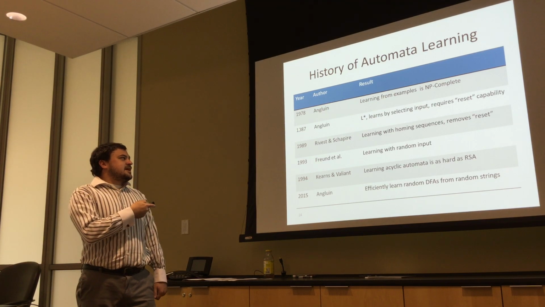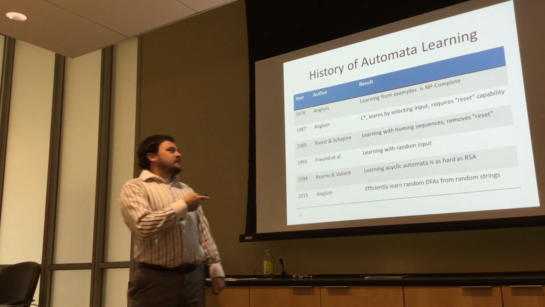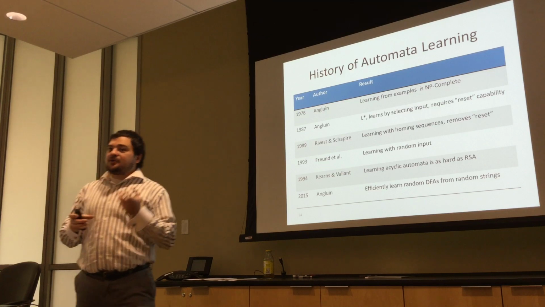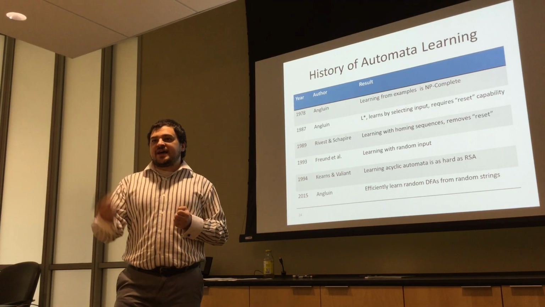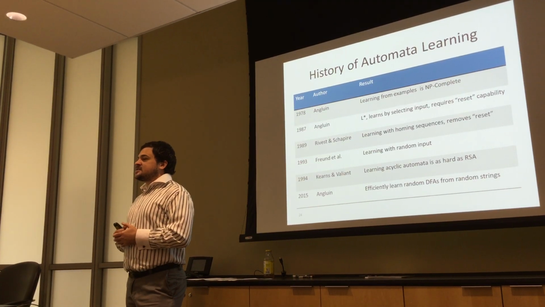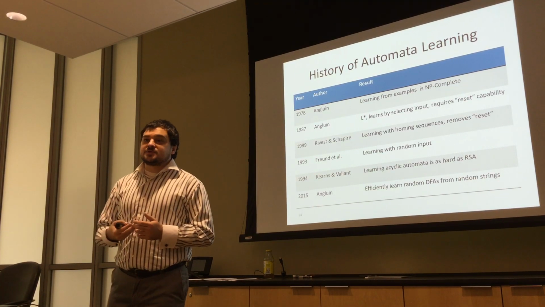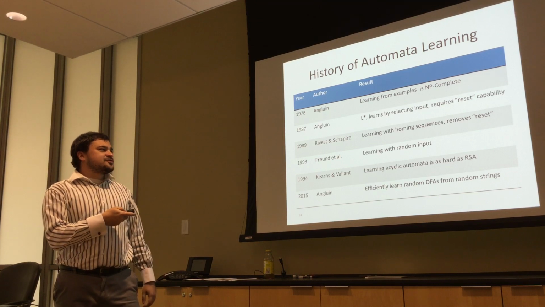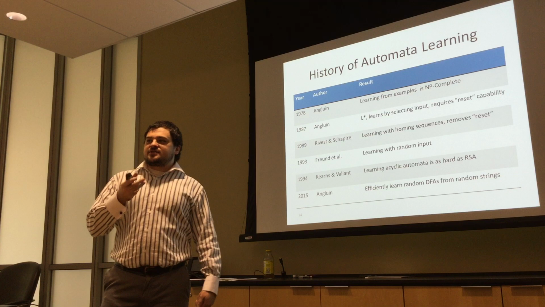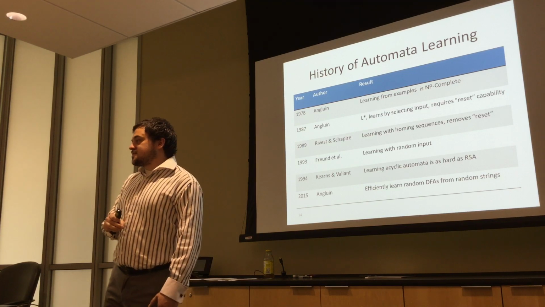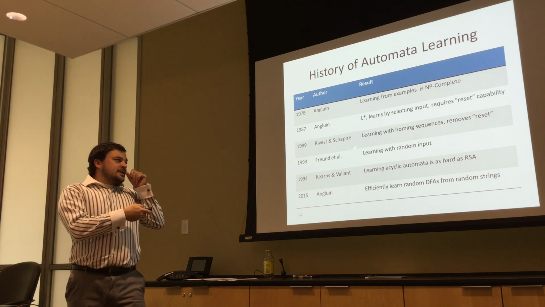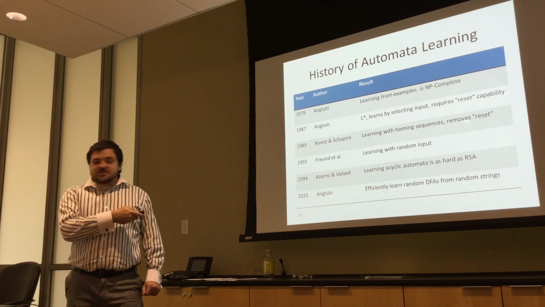Now, she showed in 1987, in her famous L-star algorithm, that instead of learning from examples, if you allow the learner to select input to test on the automaton, then you actually can efficiently learn the automaton. And by efficiently, I mean polynomial time. However, this required a reset capability where the learner could instruct the automaton to transition back to its start state. In 1987, Rivest and Schapire were able to remove that reset assumption.